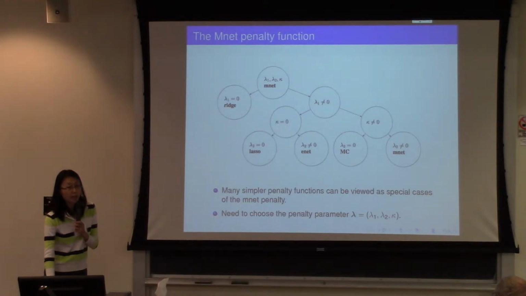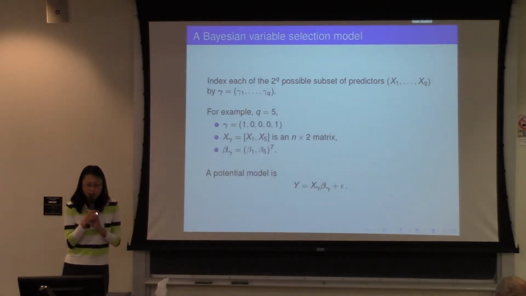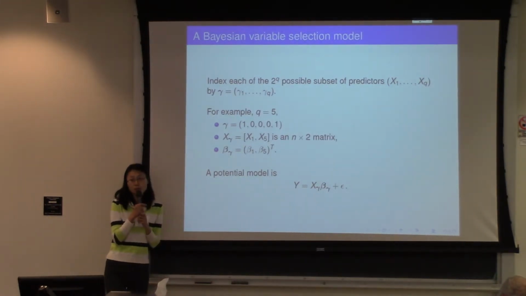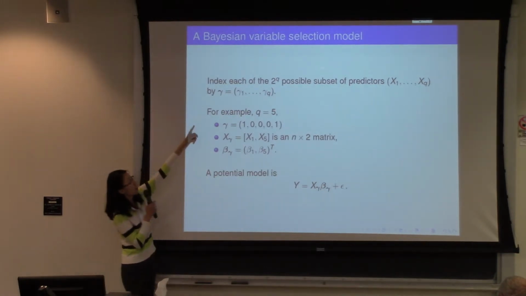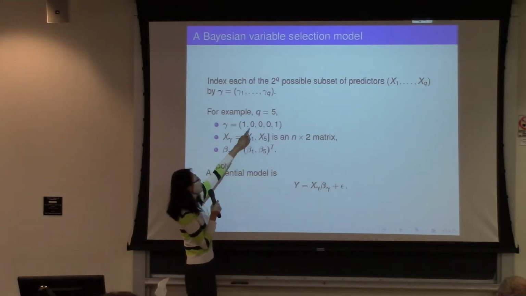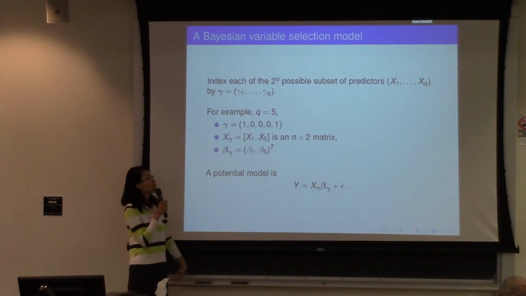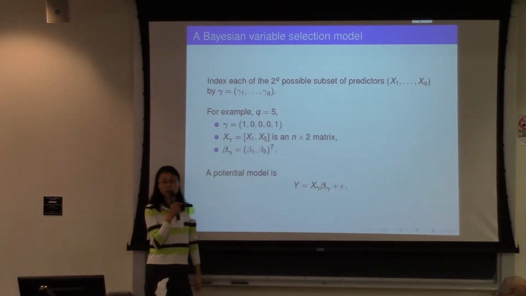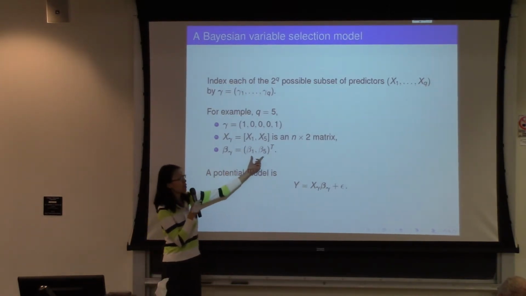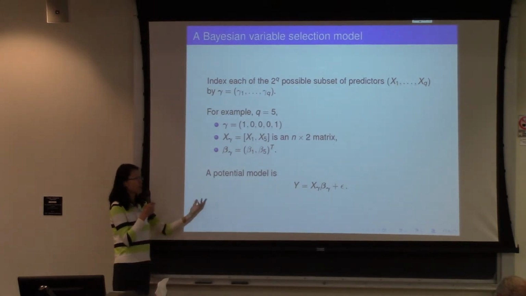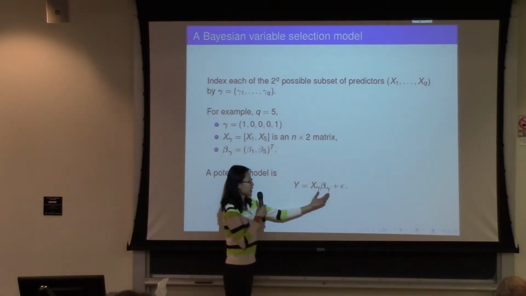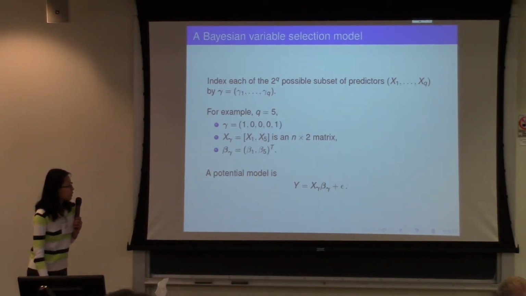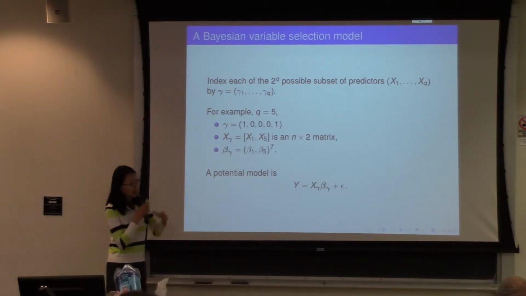So let's look at the Bayesian version of these things. Recall we had q predictors, x1 through xq. I'm now going to introduce an indicator vector gamma. It's going to be a binary vector. In a very simple case, if you have a total of 5 predictors and my gamma is specified to be this, that means I'm going to select only 2 columns of this covariate matrix, and these are the corresponding coefficients. A potential model that uses this subset of predictors is y equals X_gamma beta_gamma plus some error term.